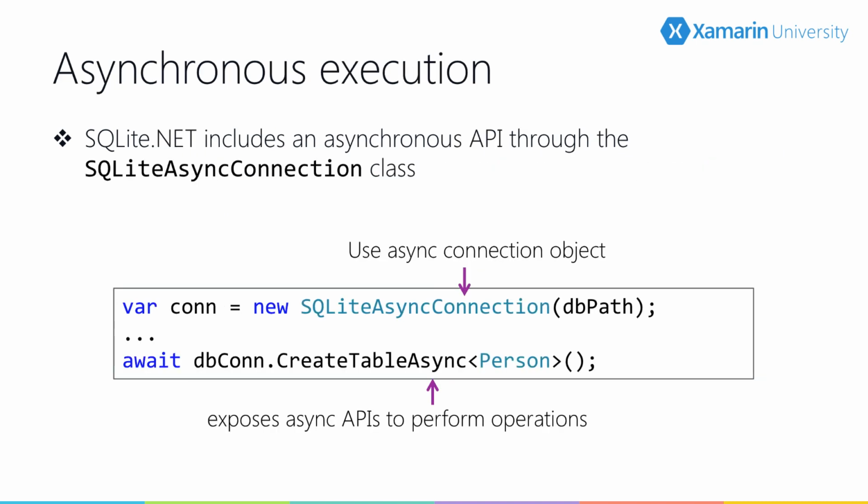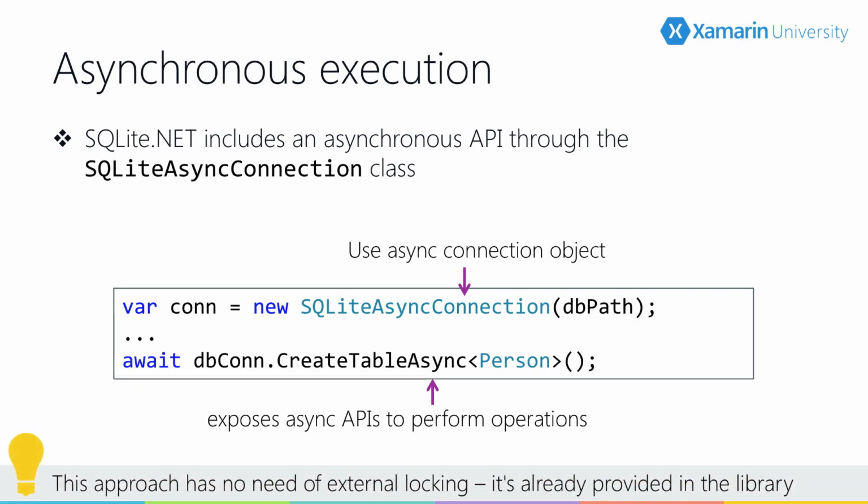The good news is that using the asynchronous operations that are available with SQLite Net, we don't really have to worry too much about these problems because everything's built in. SQLite Net exposes a SQLite async connection that we can use instead of the SQLite connection that we used before. On this SQLite async connection, we find asynchronous counterparts of all the methods that we have used so far. Here you see how we can asynchronously create a table. And again, we don't need any external locking. SQLite Net will handle this internally.